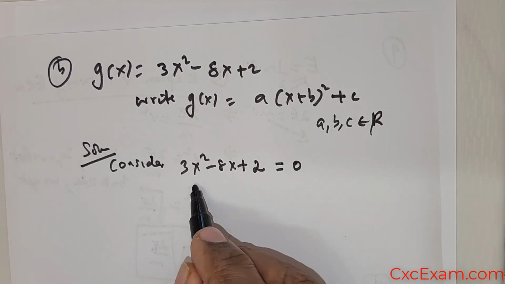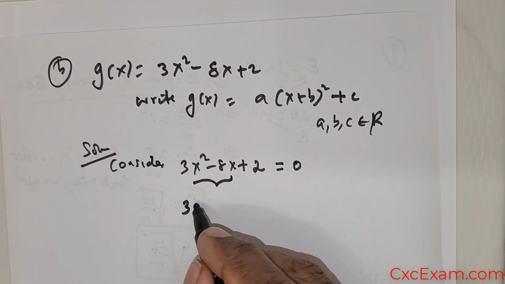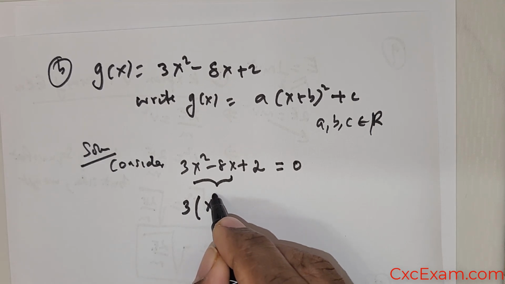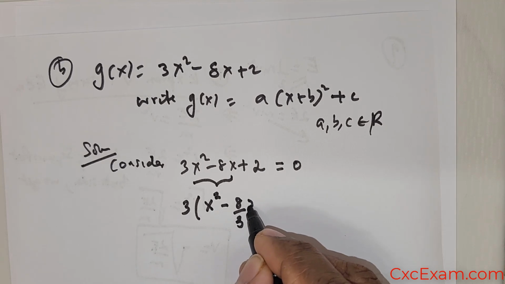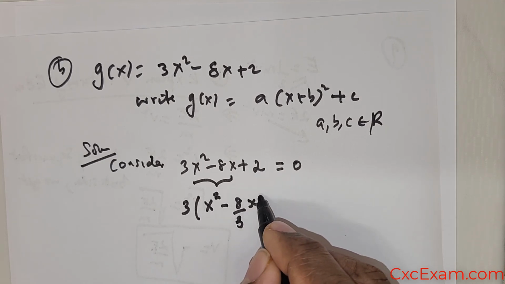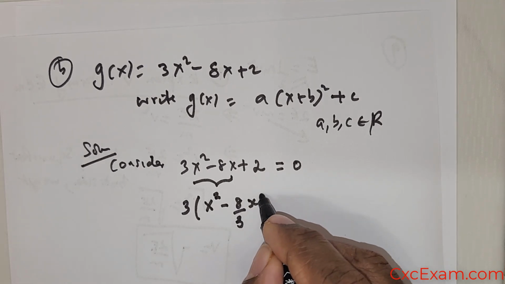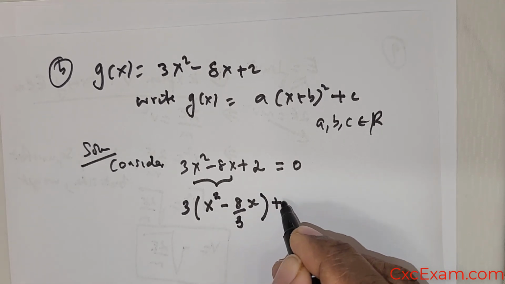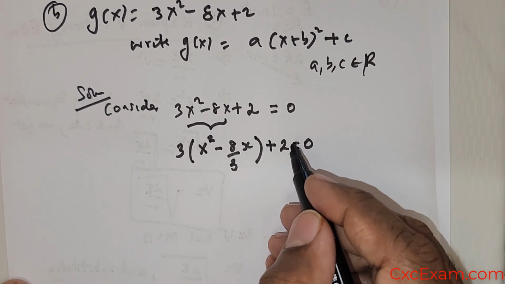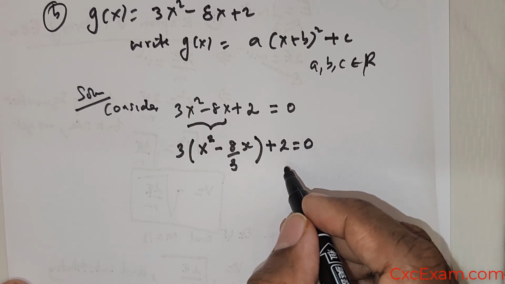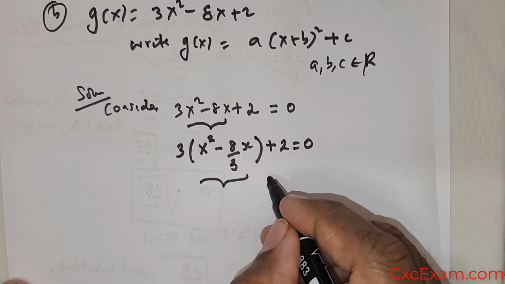Next step, I would consider these two terms. I will take 3 out and rewrite this as x squared negative 8 over 3 times x. Of course I have a 2 there. I don't want to touch the 2. I just retain it like this. Now next what I want to do is rewrite this as a perfect square.